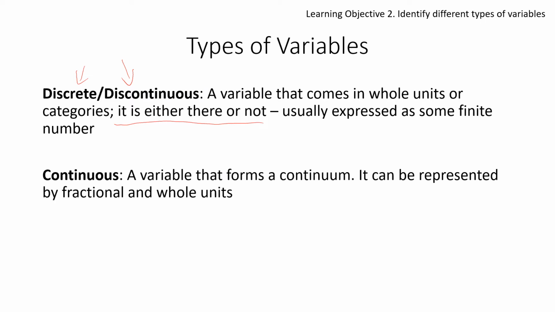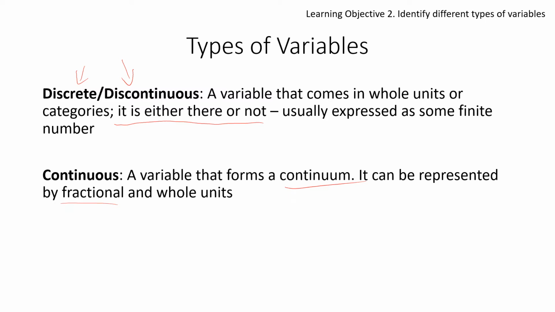Conversely, on the other hand, you have continuous. And this is a variable that forms a continuum. This is something that can be represented by fractions or whole units. And the big difference between the continuous fractions and the discontinuous fractions that I just explained is that with continuous, there's an unlimited number between any two numbers. So whereas I gave the example with GPA of a 3.33 and a 3.67, and you can't get between them, in a continuous variable, every number between them would be available.